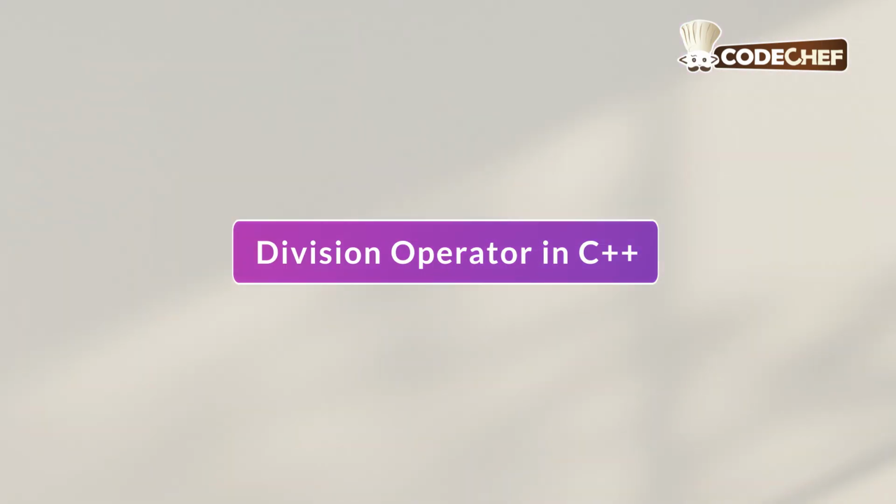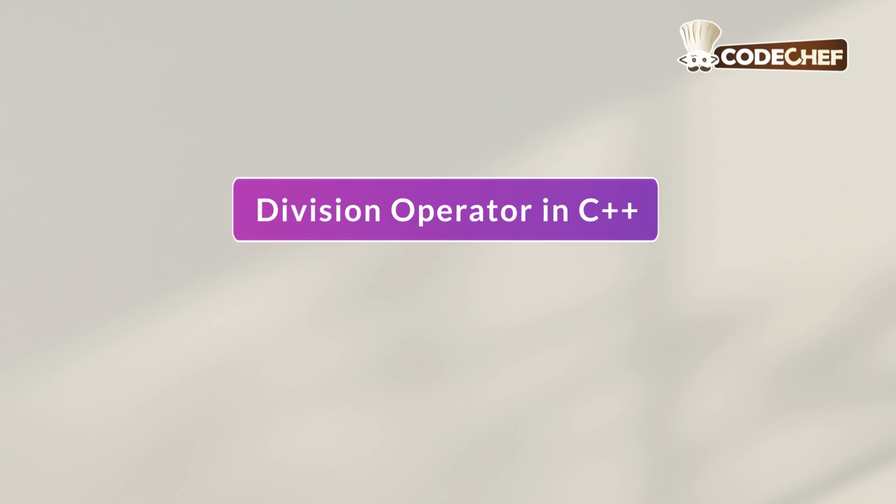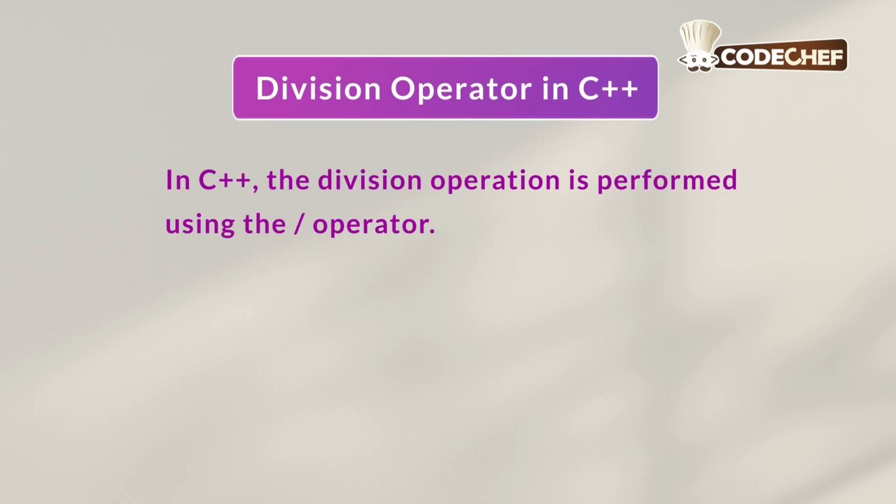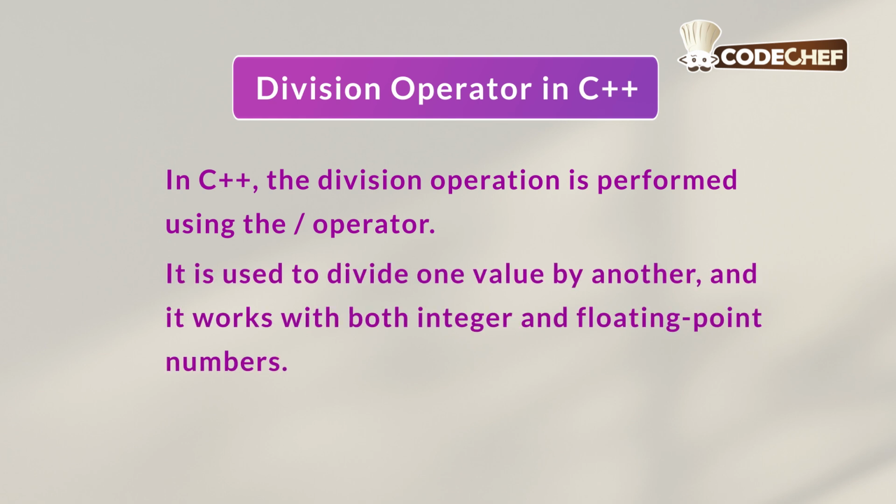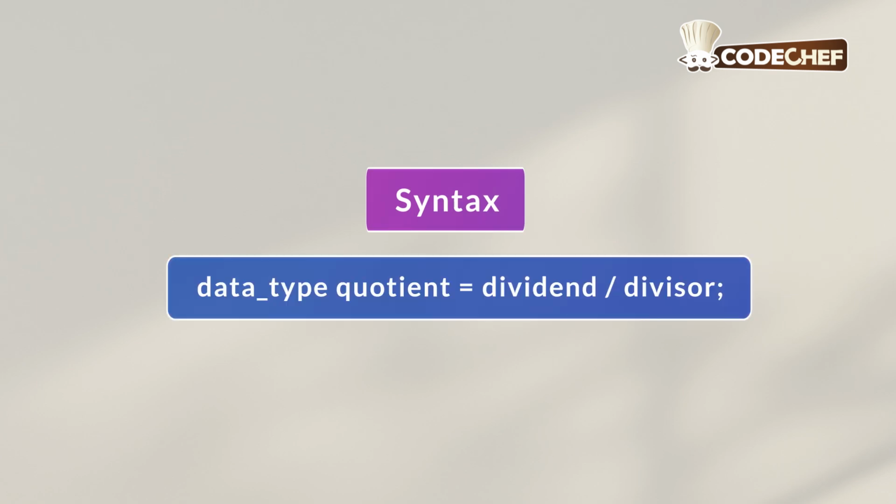Division operator in C++. In C++, the division operation is performed using the slash operator. It is used to divide one value by another and it works with both integer and floating point numbers. Having a look at the syntax: data type quotient is equal to dividend upon divisor. Let's see how to perform this operation on the CodeChef platform.